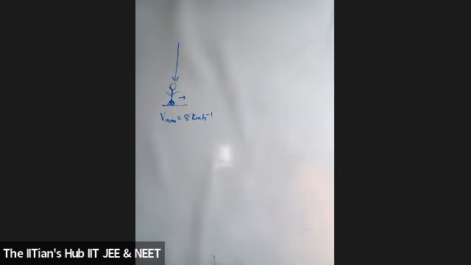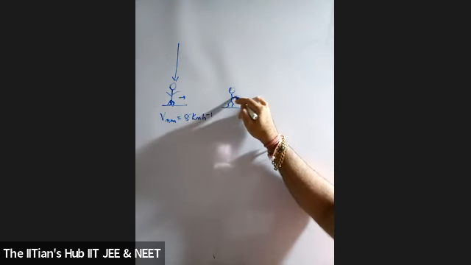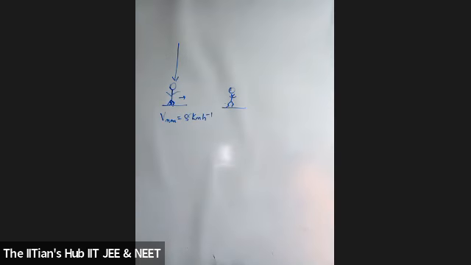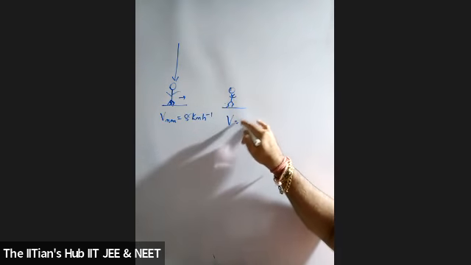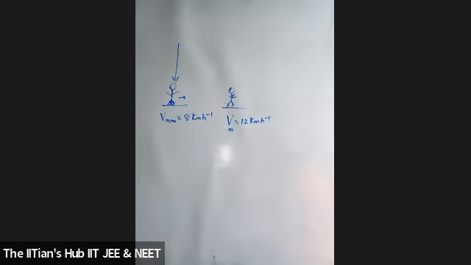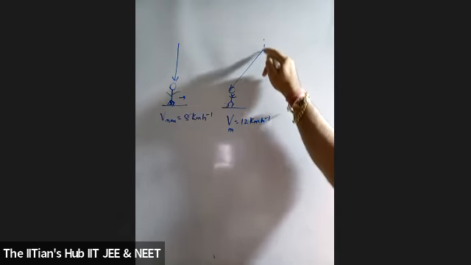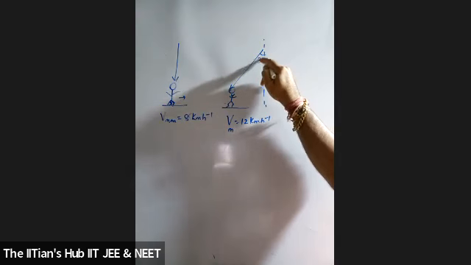He increases the speed, students, to 12 kilometers per hour. Now his speed is 12 kilometers per hour. Now he finds the rain hitting him at 30 degrees with the vertical.